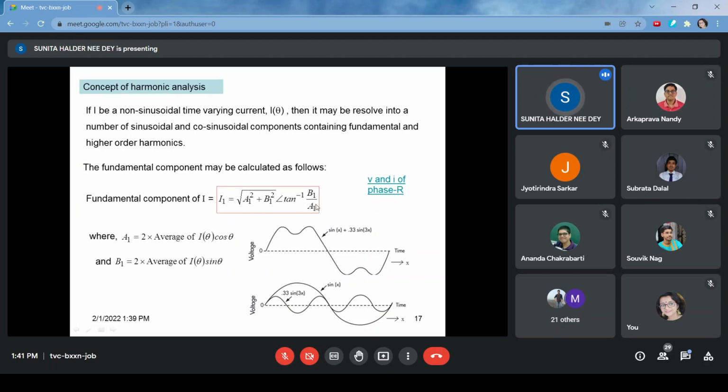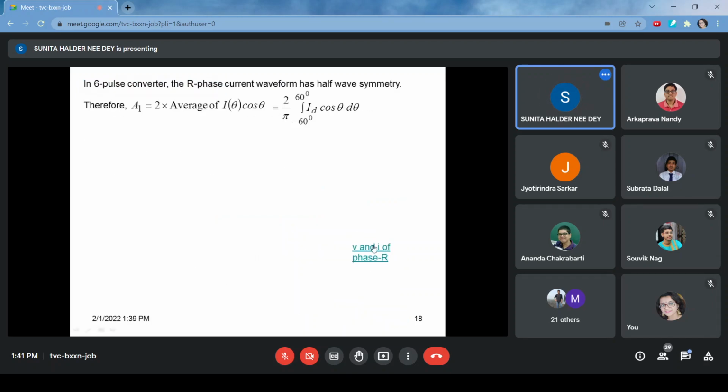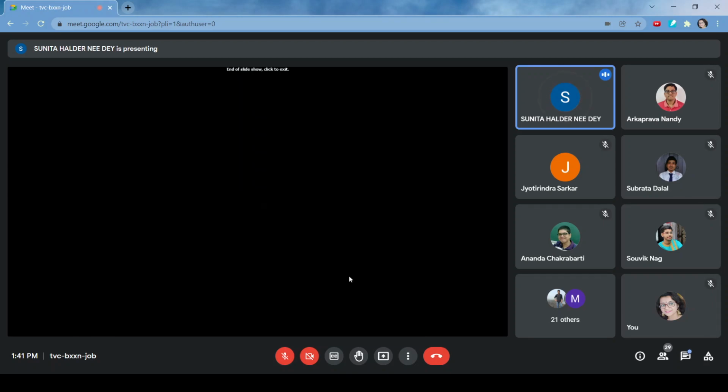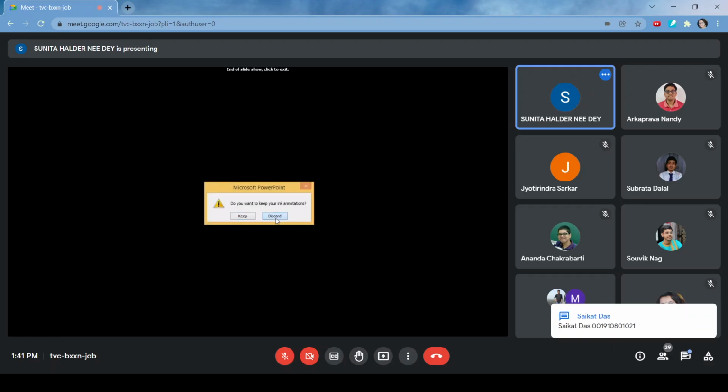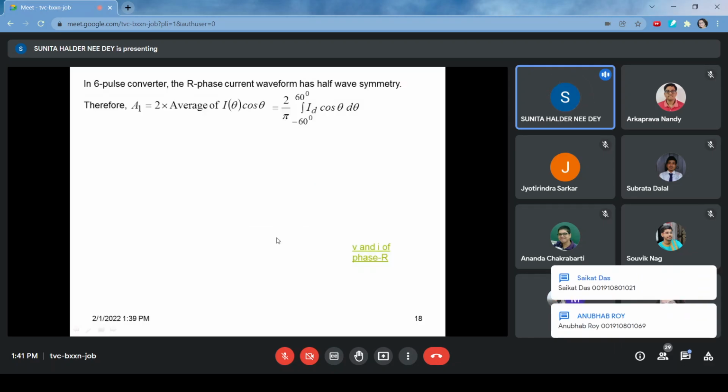What are these a1, b1? a1 is 2 into the average of i(theta) cos theta, whatever be the function of i with respect to theta or omega t, multiplied by cos omega t, average of that, and b1 is 2 into the average of i(theta) sin theta. Now, if any waveform has half wave symmetry, then it has only cosinusoidal terms. The sinusoidal term does not come. So only the a1 will be there.